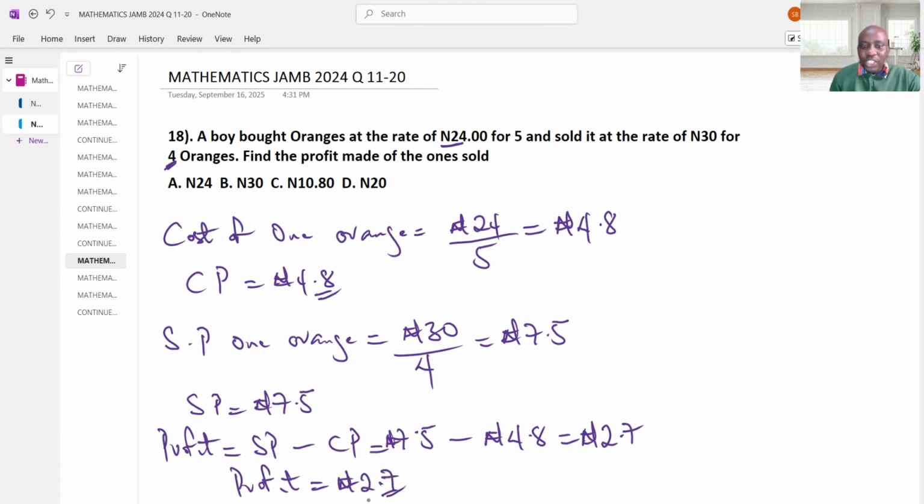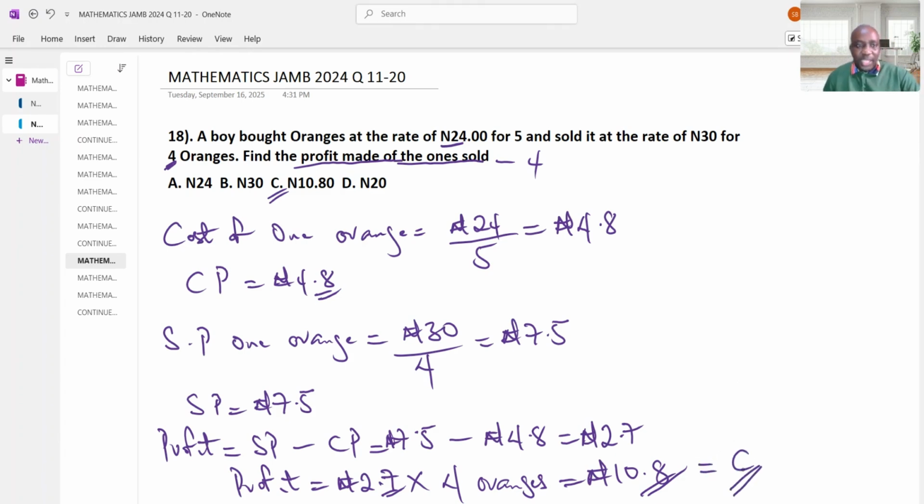2.7. Therefore, what is the profit for the 4 oranges? For one orange it is 2 naira 70 kobo. Therefore, for the 4 oranges that we sold, I'm going to say 2.7 multiplied by 4, the total profit that we make, because the question says find the profit made on the oranges sold, which is 4 oranges. Therefore, the profit for the 4 oranges is 10.8. Option C is the correct answer. Let's move to the next question.